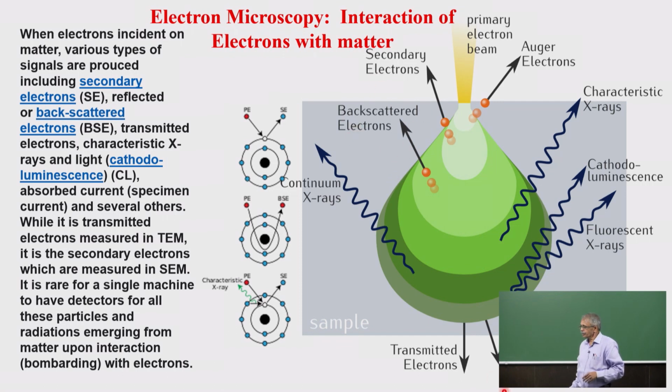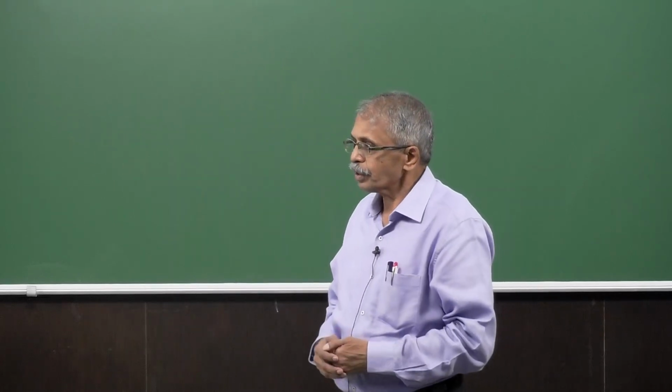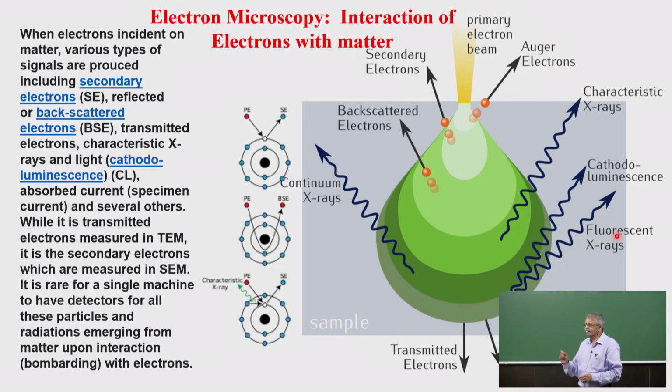Of these, the energies will differ. The primary will have the highest energy and all others will have lower energy, so there is a huge range of energies. You can never easily measure all of these using one instrument. You cannot have detectors to capture all of them. So just to give an example, the primary electrons knock out the secondary electron.